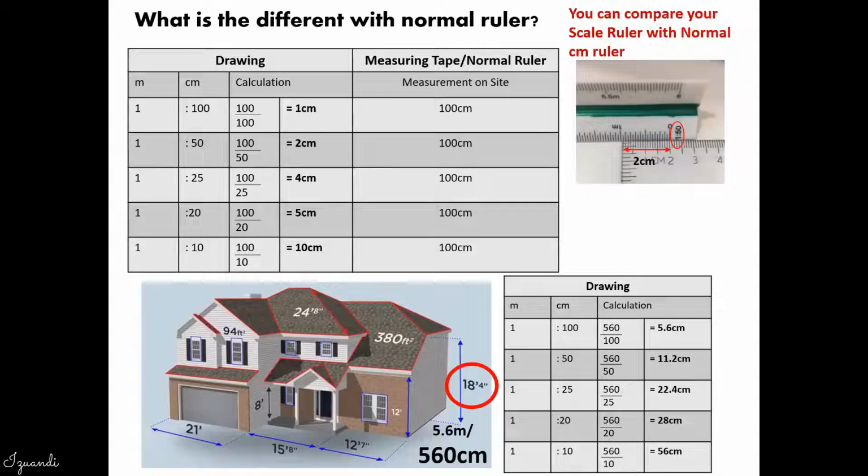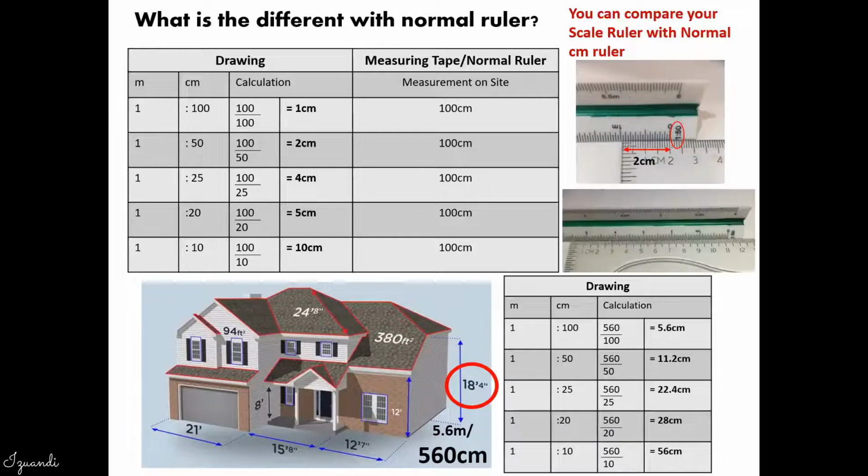Normally, site workers or contractors will use a steel measuring tape. That's why they don't have any scale ruler. They will use their tape itself to measure the length. Okay, I will take one example of evidence here. I am using 1 to 50, to show you how it works.